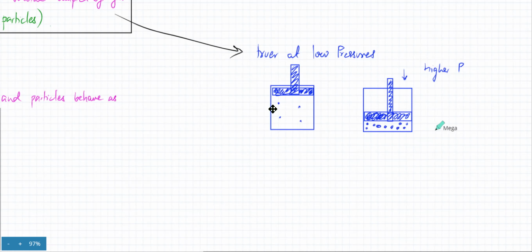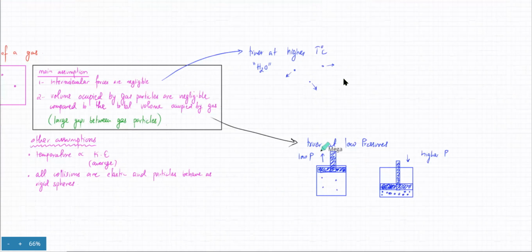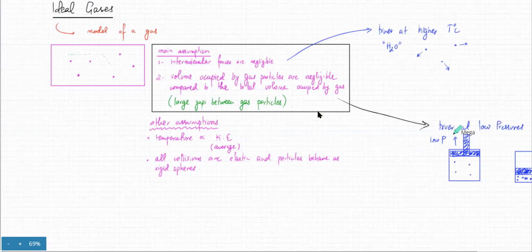So to behave as a gas, the particles need to be really far away from each other, and that's only possible at low pressures. Like if you keep the volume of the piston large, this is low pressure. So this second assumption would only be true for gases if the gas is at low pressure. Is the second point clear to everyone? Yes or no?